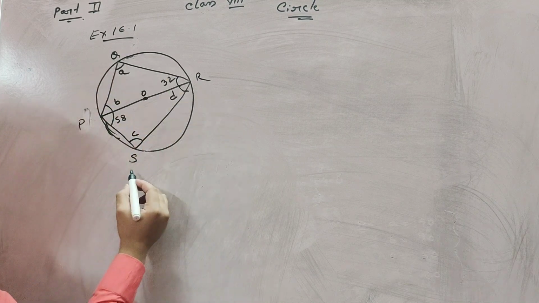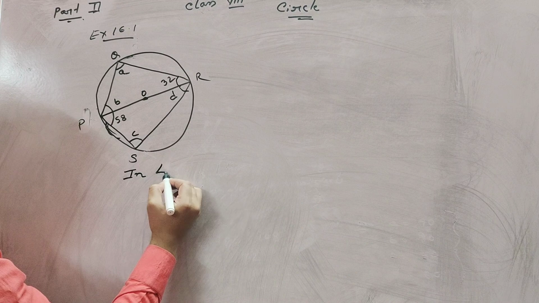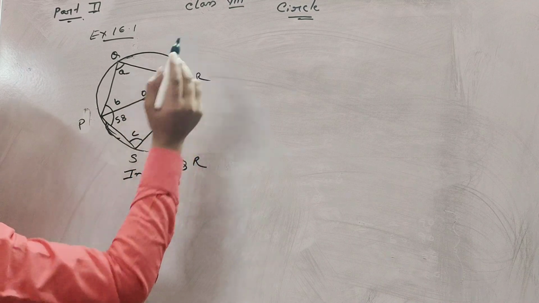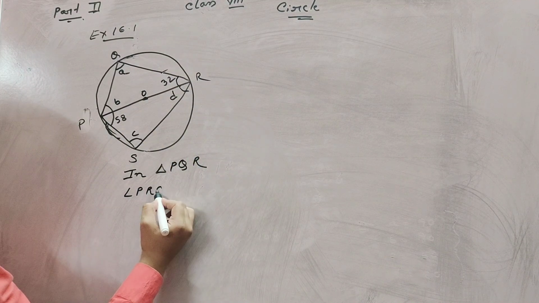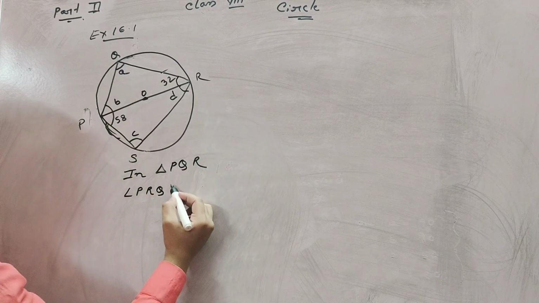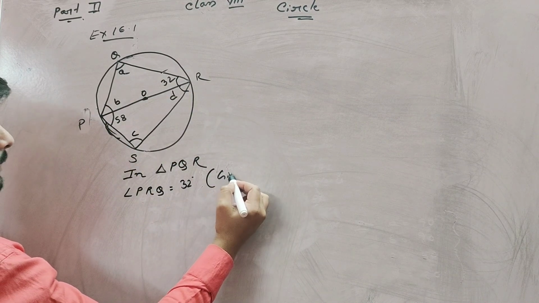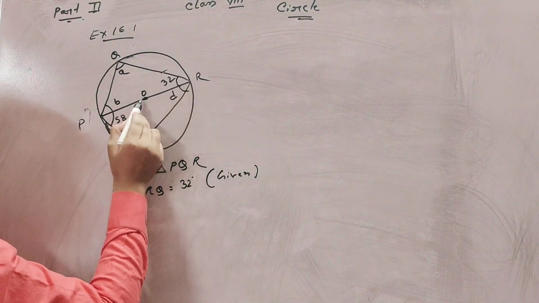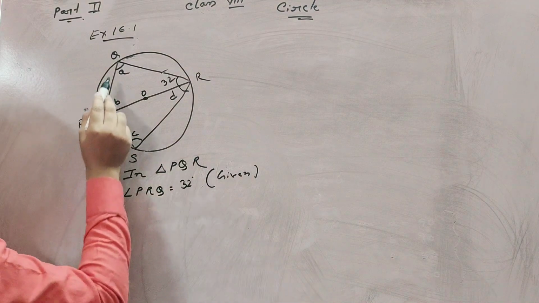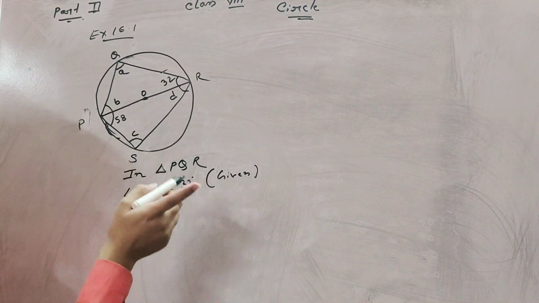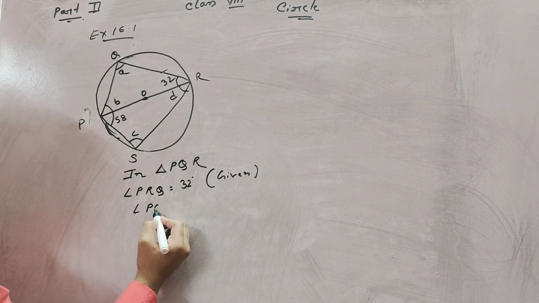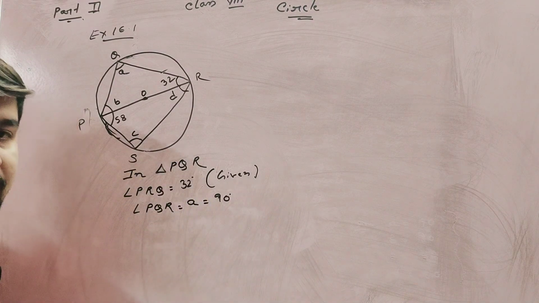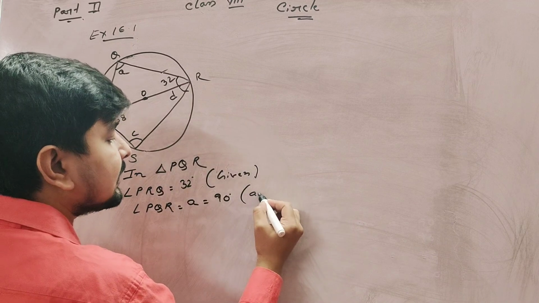Okay, so first we solve in triangle PQR. Angle PRQ equals 32 degrees, that is given. You see, line PR passes through the center, and the angle A touches the circumference, that is the boundary of the circle. So angle PQR, which is A, equals 90 degrees. Why? We learned the theorem: angle in a semicircle is 90 degrees.